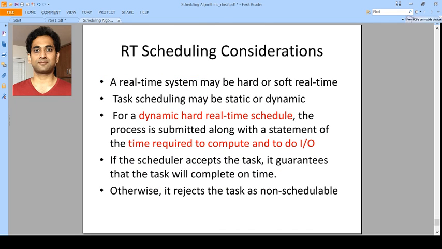Let's quickly finish by looking at certain real-time scheduling considerations. A real-time system may be hard or soft real-time. Task scheduling may be static or dynamic, and for dynamic hard real-time schedule, the process is submitted along with a statement of the time required to compute and to do the input output. If the scheduler accepts the task, it guarantees that the task will complete. Otherwise, if the task is not schedulable, the scheduler rejects the task.